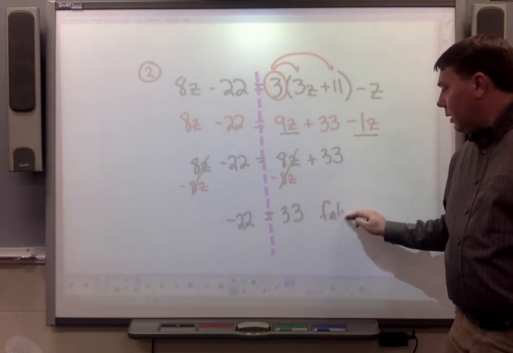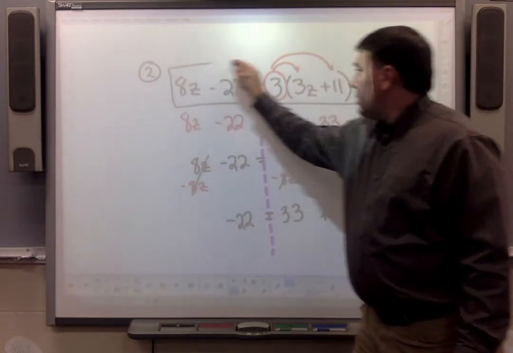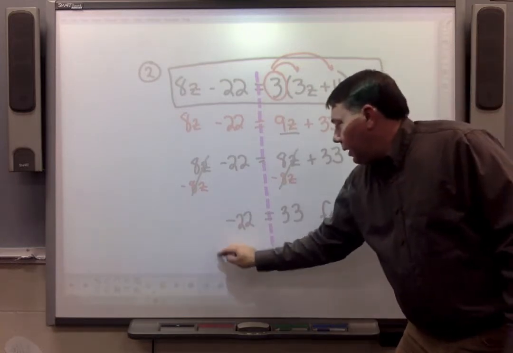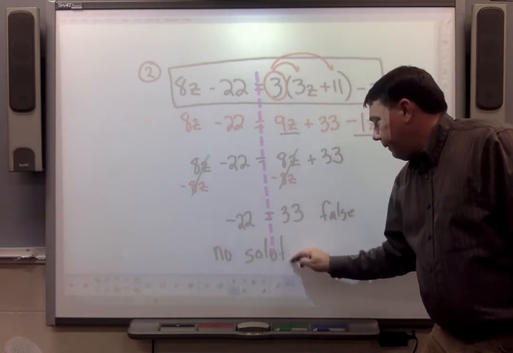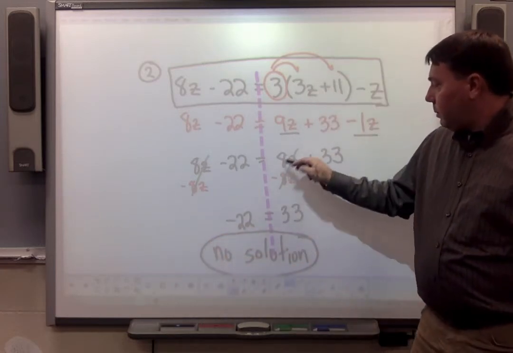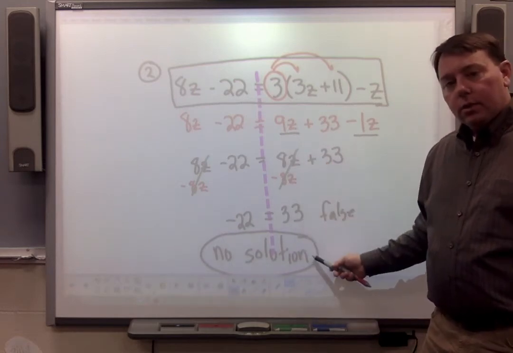That's false. So what that tells us about the equation that we started with is that there's not any solution that will make this a true sentence. So the answer is no solution. No solution. So when the variables cancel and the remaining equation is false, there's no solution.